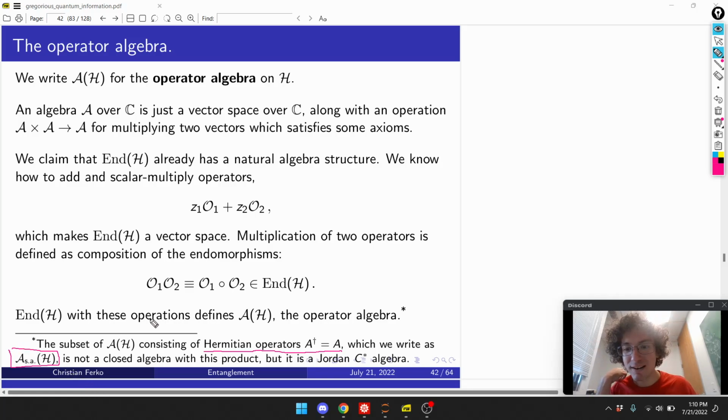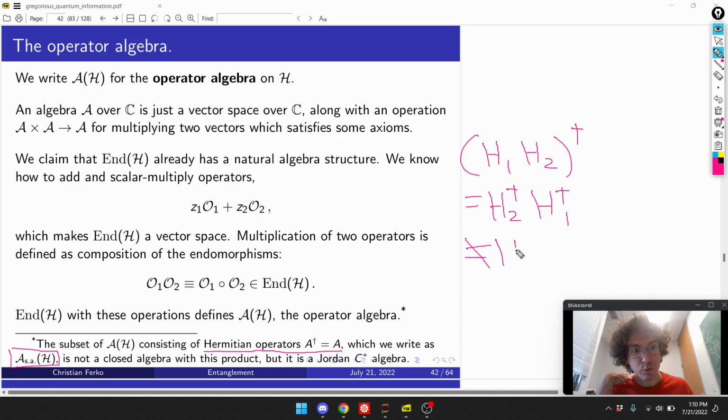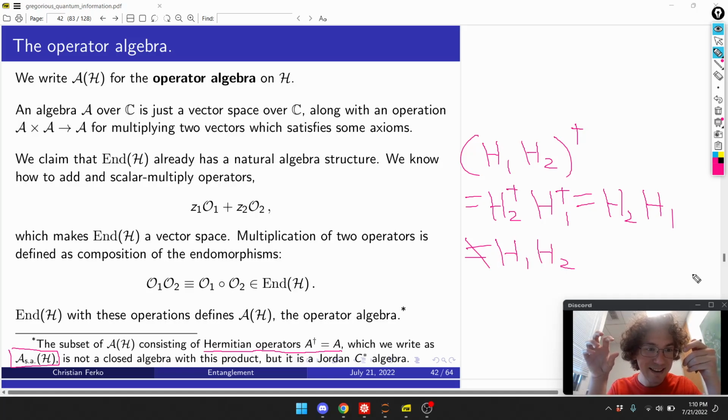So, for example, this set of Hermitian operators is not even closed with respect to this product. If I take a product of two Hermitian operators, (H1 H2) dagger, that's H2 dagger H1 dagger, which need not be the same as H1 H2. Why? Because these are Hermitian, so the dagger does nothing. But the top is H2 H1. And multiplication of operators or matrices does not commute, right? So H2 H1 is not necessarily the same as H1 H2.